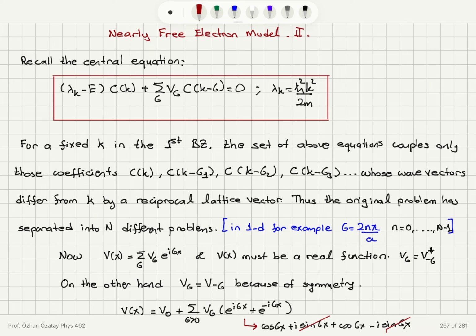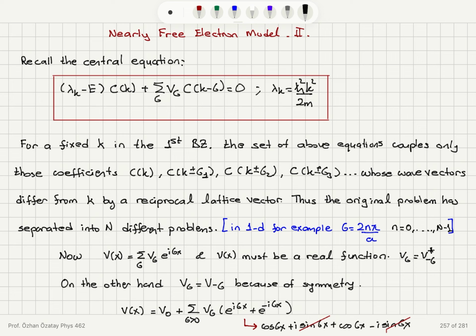And this equation, the central equation, tells us that for a fixed k in the first Brillouin zone, the set of k values that we will encounter are c of k minus g and c of k plus g, for g negative and positive. So this equation couples those coefficients c of k with c of k minus g1, k minus g2, k plus g1, k plus g2, etc. So we can say this is plus or minus g1, g2, g3, etc., whose wave vectors differ from k by a reciprocal lattice vector g.